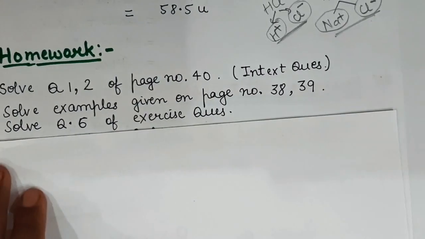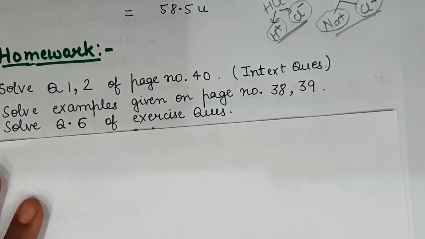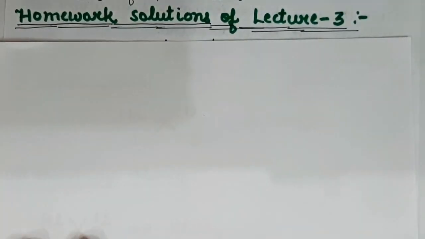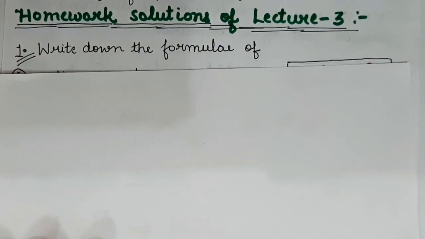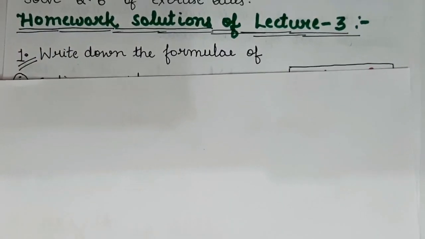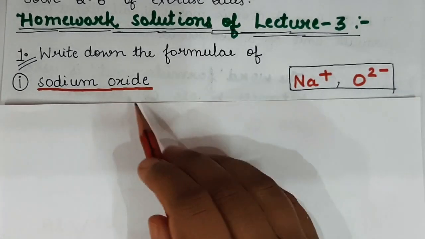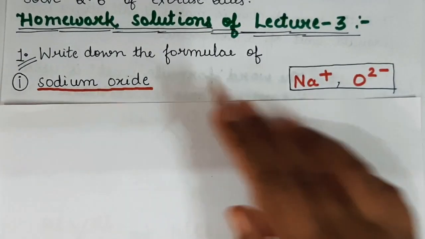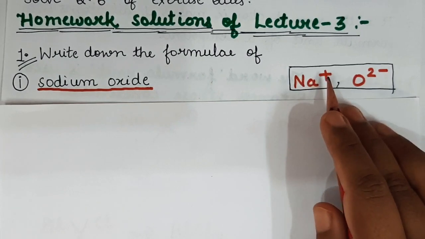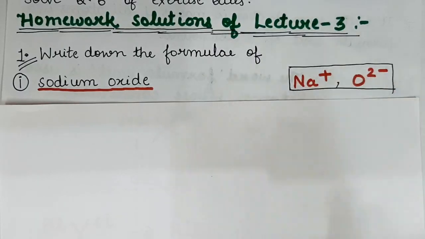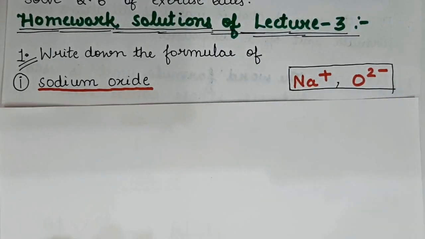Now I will be discussing the homework solutions of the previous lecture, that is lecture number 3. Your first question was, write down the formula of sodium oxide. Now what is the formula of sodium? It is Na+. And what is the formula of oxide? It is O2−. So just write down the formula.